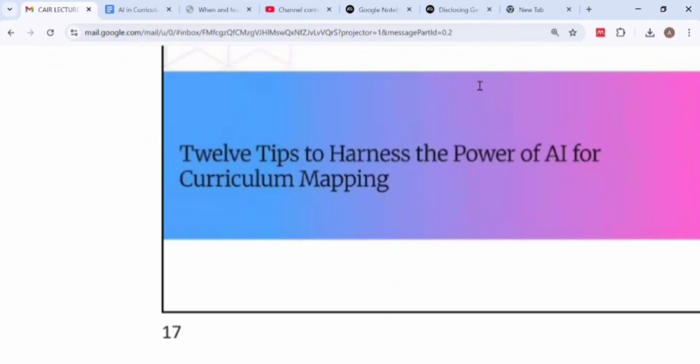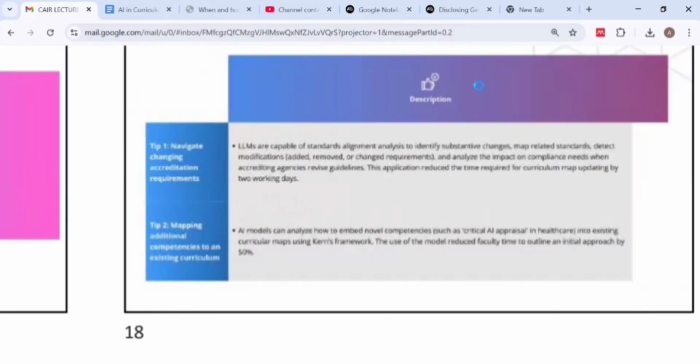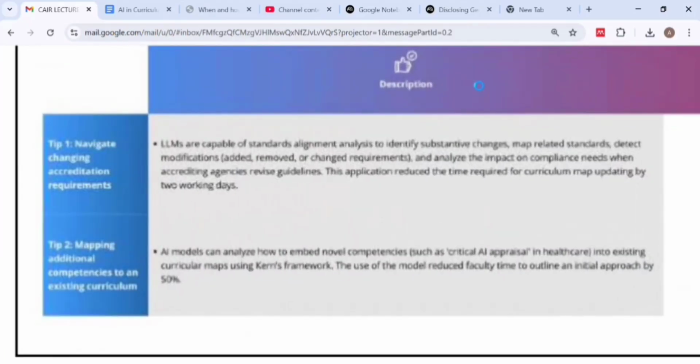12 tips to harness the power of AI for curriculum mapping. First, navigate changing accreditation requirements.